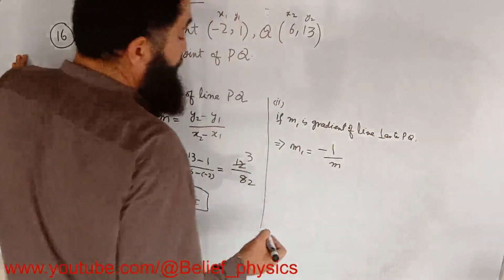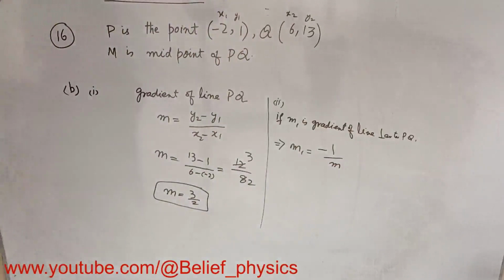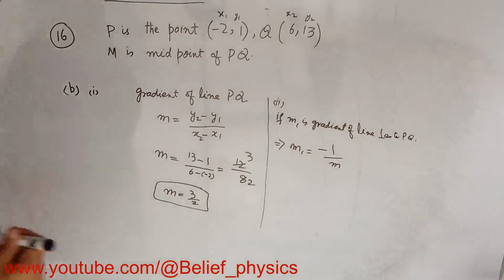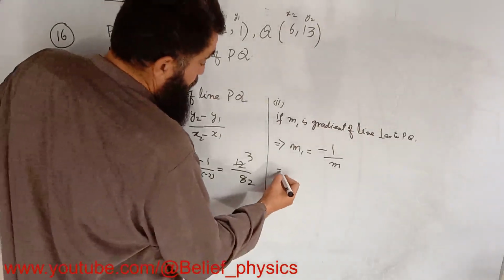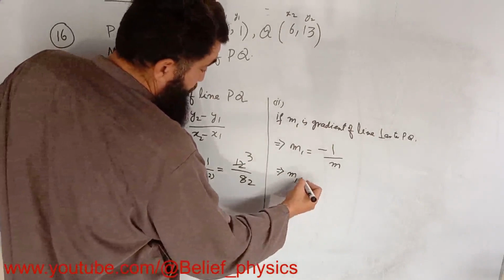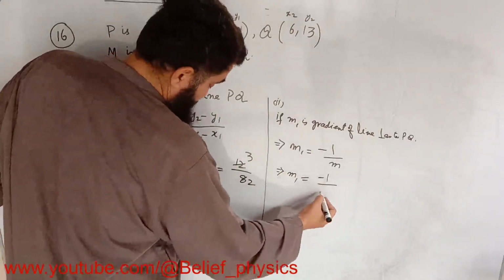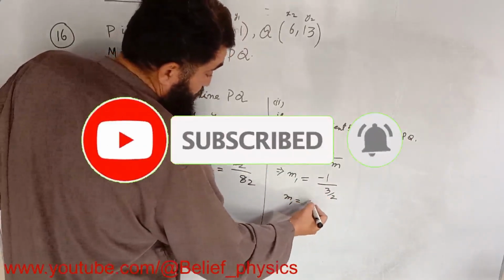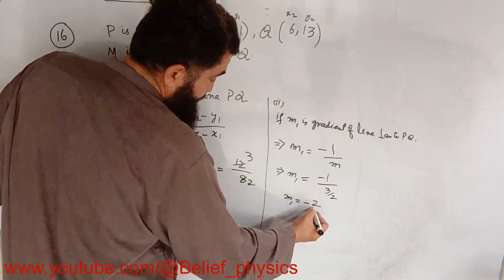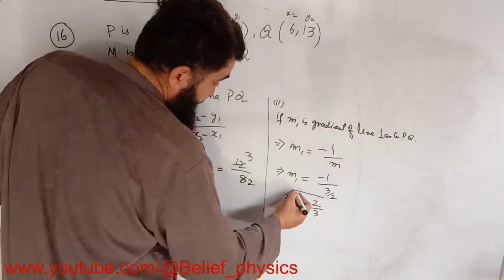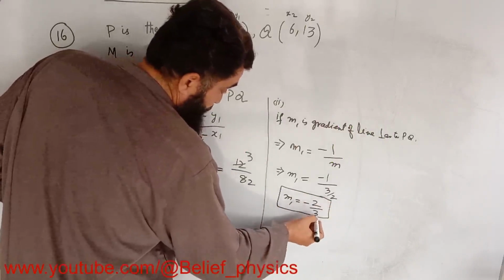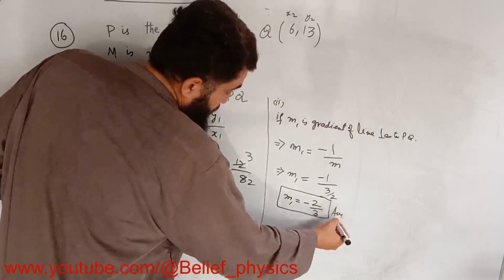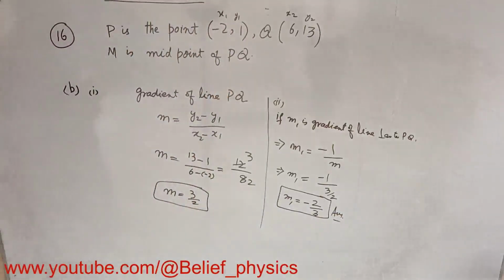This is the formula. If two lines are perpendicular, then their gradients are negative reciprocals of each other. So the gradient of the line perpendicular to PQ will be equal to minus 1 over 3 over 2. The reciprocal of 3 over 2 is 2 over 3. Therefore, the gradient of the line perpendicular to PQ will be equal to minus 2 over 3. That's it. That completes the question.